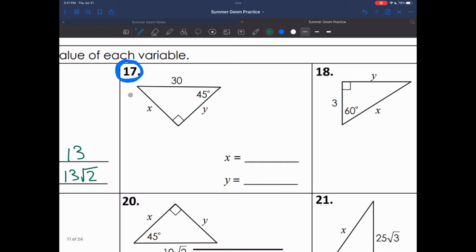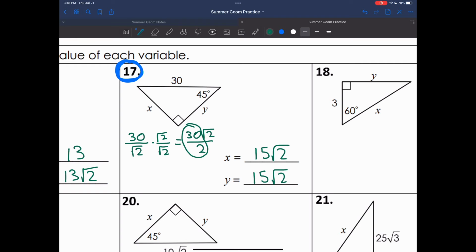Okay, another 45, 45, 90, but they don't give us the legs, they give us the hypotenuse. So we know we're going to have to take that number, work backwards by dividing by the square root of 2. And we will have to rationalize here. So we multiply by root 2 over root 2, which is going to give me 30 root 2 over square root 2 times square root 2 is square root 4, which just simplifies to 2. And then we can simplify a little bit further. If you recognize 30 can be divided by 2, so we're just going to get 15 square root 2 for both of these legs. Good.